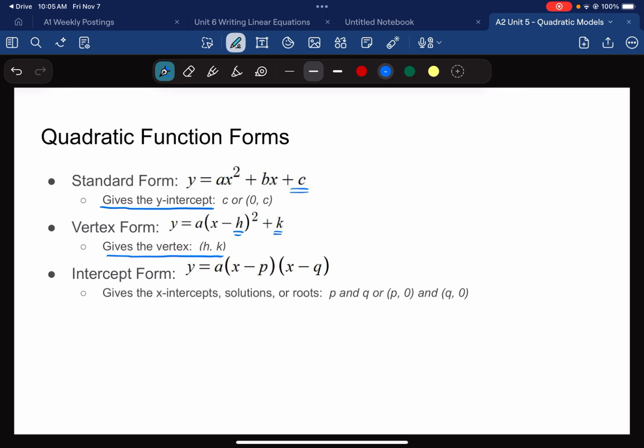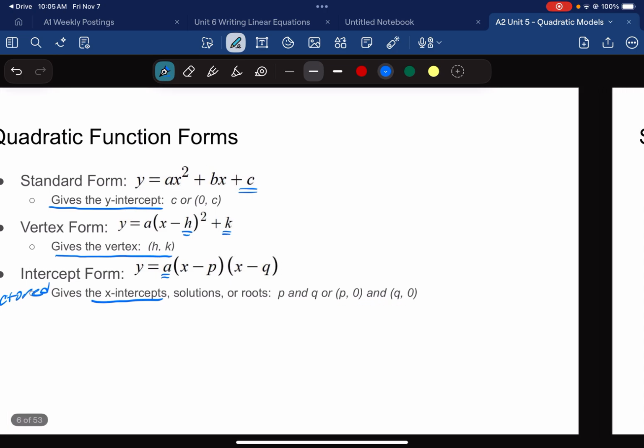And the third one is intercept form, which looks like someone has factored a polynomial, like they pulled out a GCF of a, and then they factored the rest into x minus p and x minus q. That's why we often call this factored form as well. So intercept and factored form mean the same, and it gives you the two x-intercepts in this case, if there are two, or solutions or roots, as you know. So p and q are the roots, or you could write them as ordered pairs with y being 0. So let's look at these more closely.